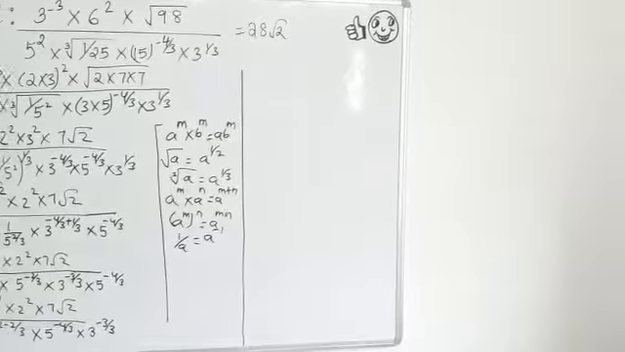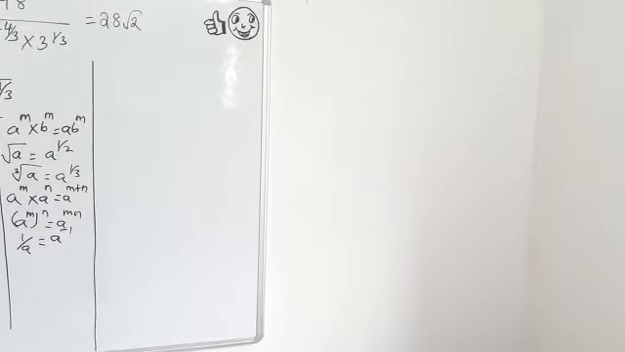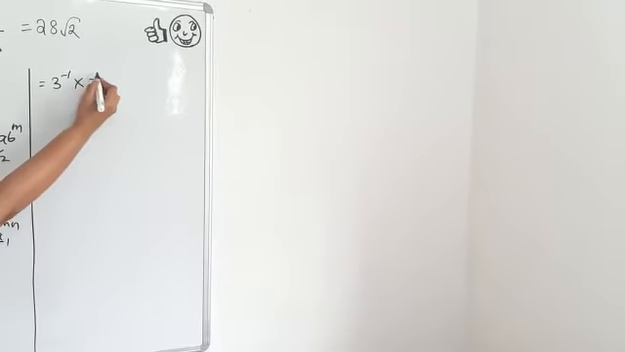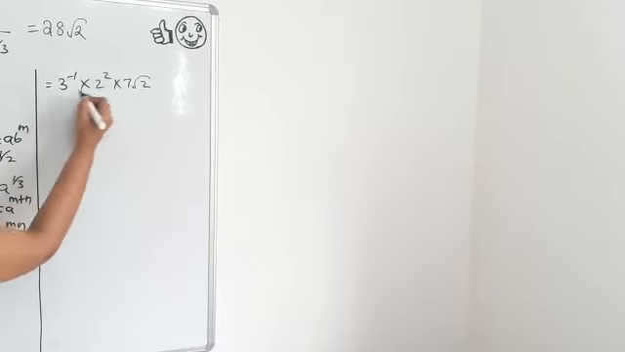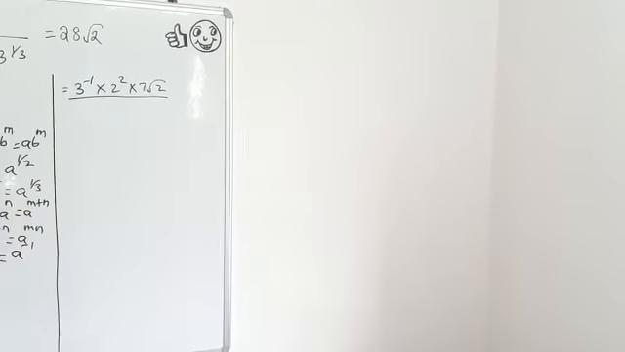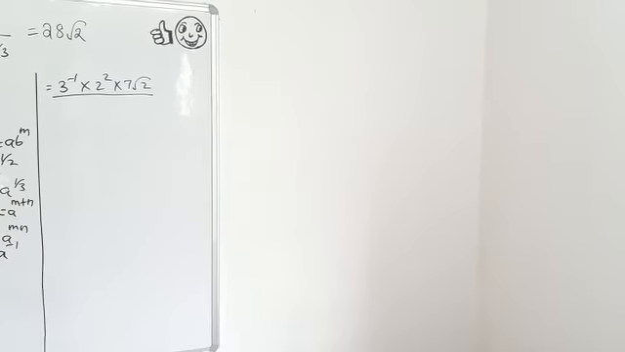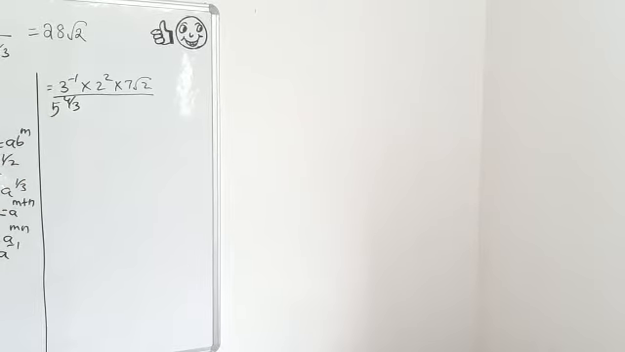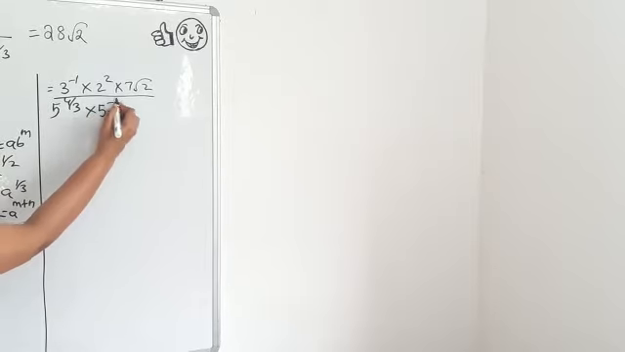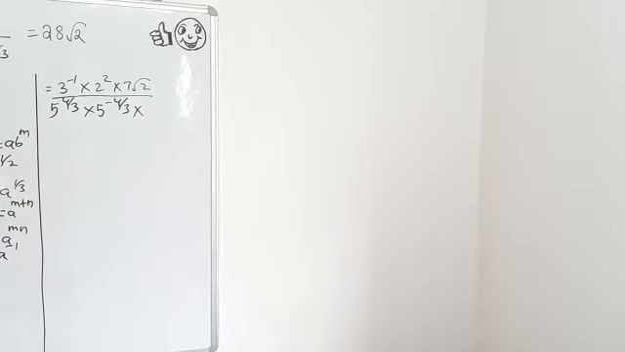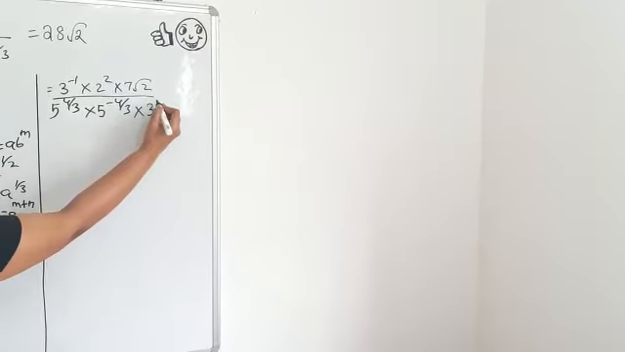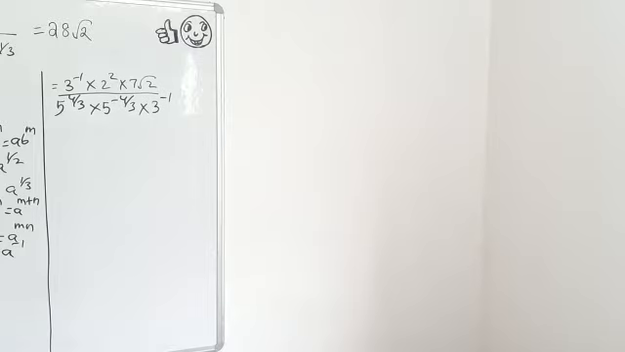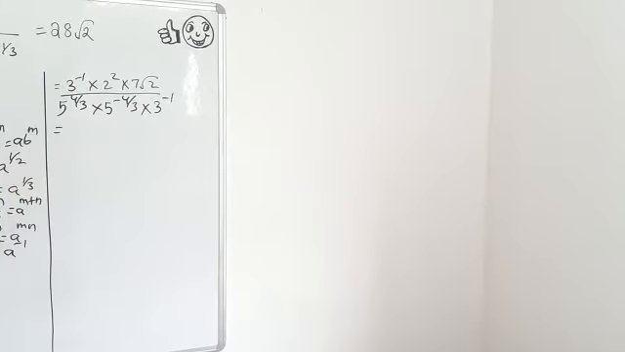Then coming to the next step, 3 power minus 1, the numerator will remain the same. Now we have to solve the denominator. Continue. 5 power 2 minus 2 by 3 will become 5 power 4 by 3. Then we have 5 power minus 4 by 3 multiply by 3 power minus 3 by 3. So this will become minus 1. 3 power minus 3 by 3 becomes 3 power minus 1. We can cancel 3 power minus 1, 3 power minus 1.